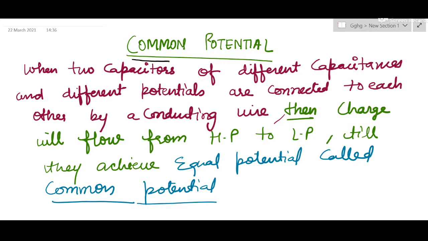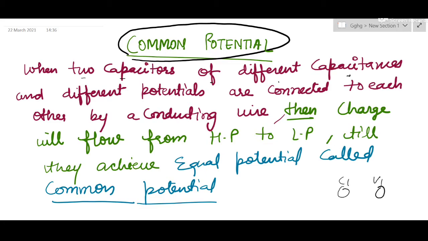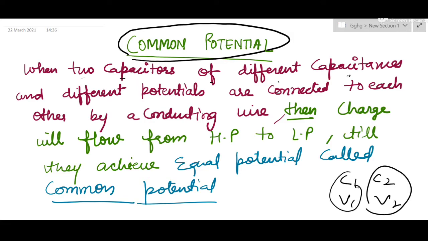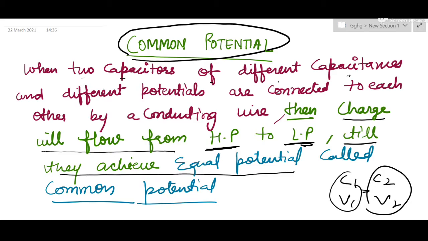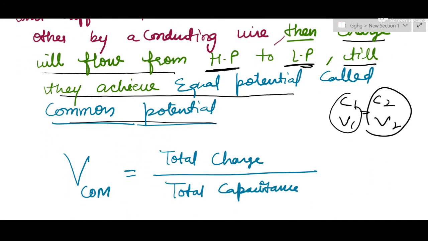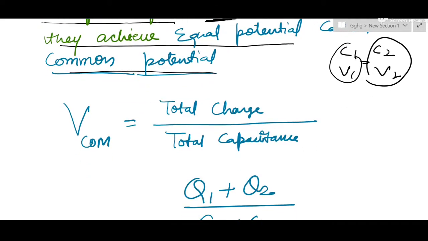So the topic is common potential. Okay, what is common potential? When two capacitors of different capacitances, C1 and C2, and different potentials, V1 and V2, are connected to each other, then what happens? See, it is written: charge flows between them from higher potential to lower potential till they achieve equal potential, called common potential.